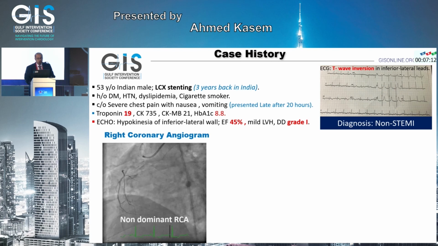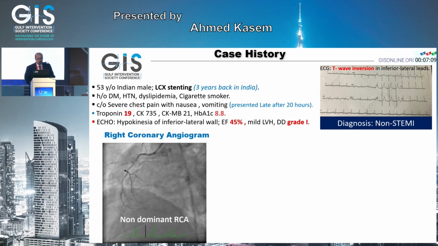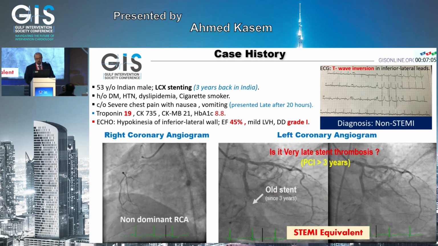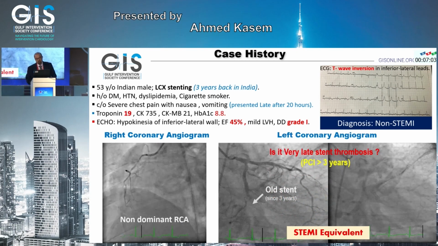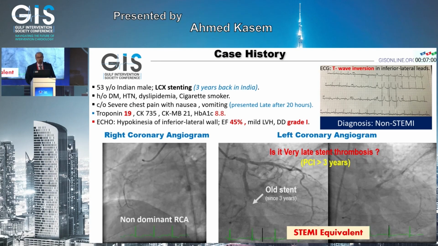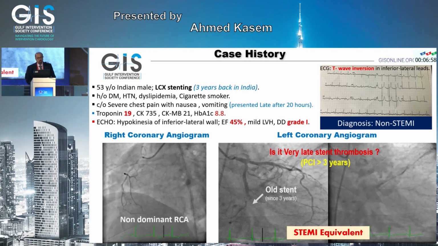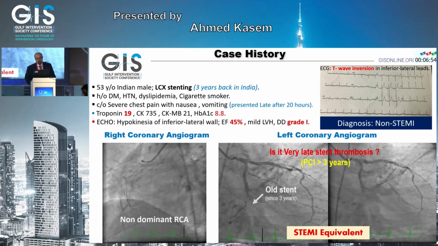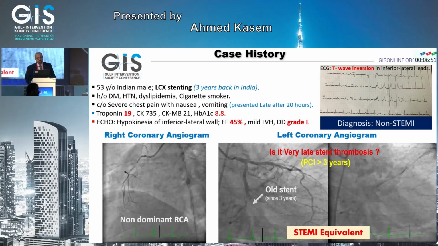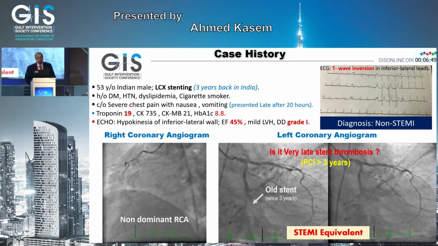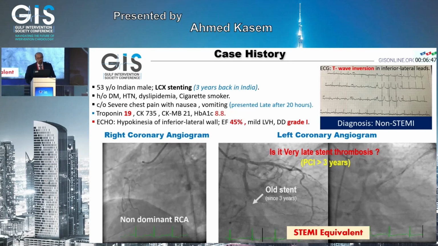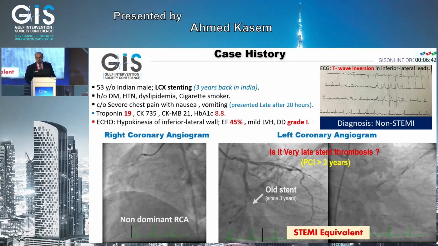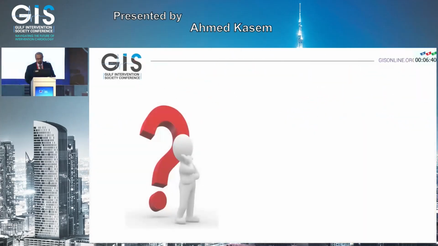We take the patient to the cath lab, which showed a small non-dominant right coronary artery, and this is the left coronary artery showing a normal LAD, but there is total occlusion of the old stent, mid to distal left circumflex. So the question: is it very late stent thrombosis, this patient having a stent more than 3 years back? And remember, with non-STEMI and total occlusion, it is not a real non-STEMI. It is what we call a STEMI equivalent.